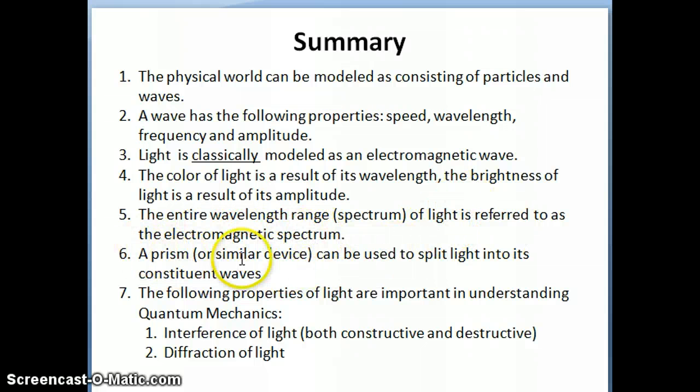A prism or raindrops or similar devices can be used to split white light or sunlight into its constituent waves, into component waves. And we just finished off with talking about a couple of properties of light that are going to be important in understanding quantum mechanics, which is interference of light, both constructive and destructive, as well as diffraction of light.